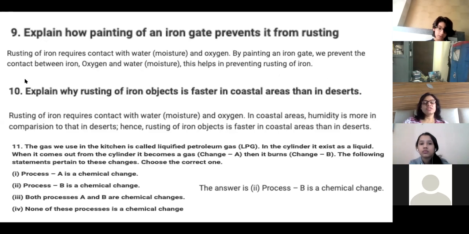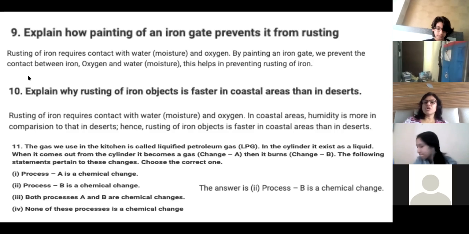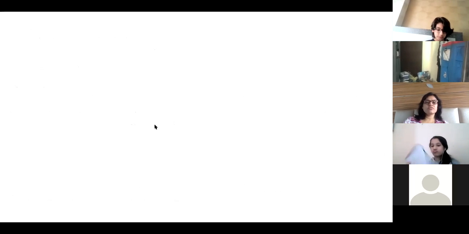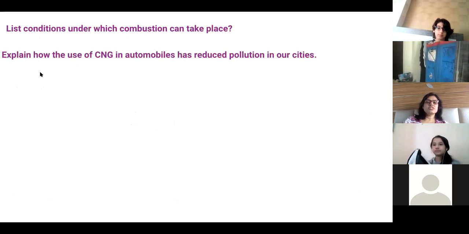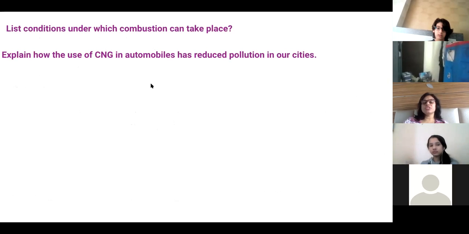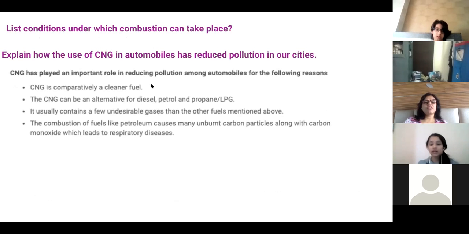Okay, so with this we complete the topic of combustion. We have done chemical and physical change, reversible and irreversible change, and combustion as the third topic. Fourth topic, we are going to do separation of substances. Today I'll not start, we'll just have a little bit of introduction. These are the questions which I'll be giving you in the next week's homework. We'll also have discussion on fire and combustion.